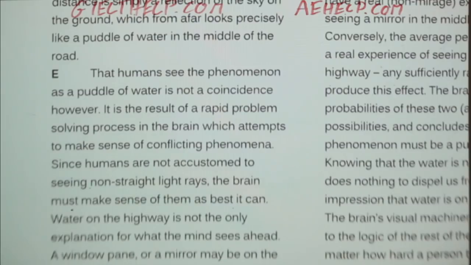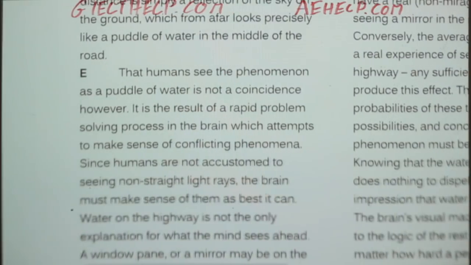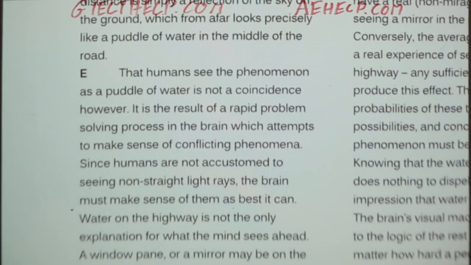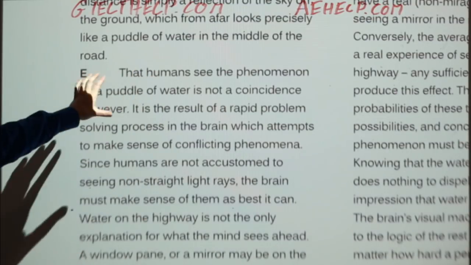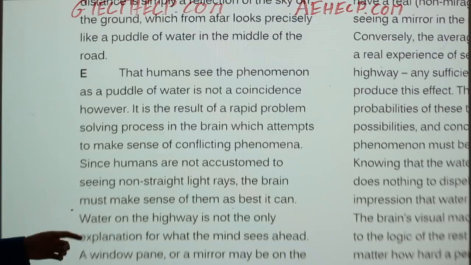E. All right, let's read E and figure out the answer. So again, remember, the answer is usually coming from the beginning of a body paragraph. This is still a body paragraph. The conclusion will be next.